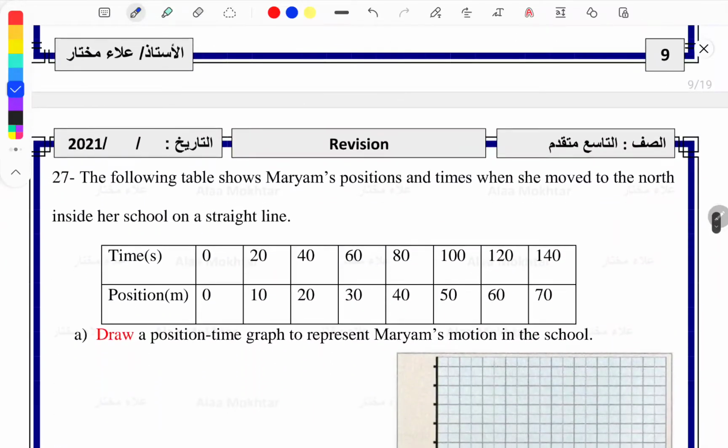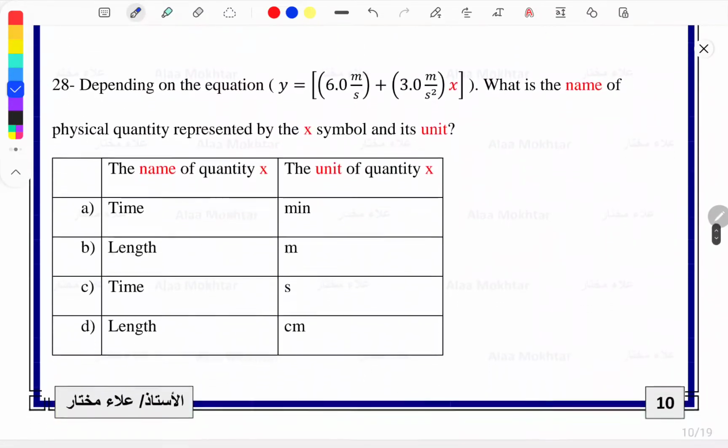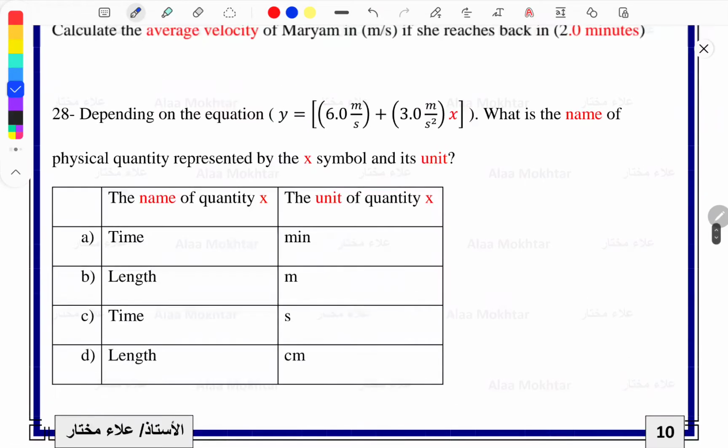The next question, I think it's the same, but the difference is in the numbers. We take this question. Depending on the equation, y equals 6 meter per second plus 3 meter per second squared times x. What is the name of the physical quantity x and the unit for x? Okay, y is position. Yes, it's correct. Y is measured in meter. Now I write it down.